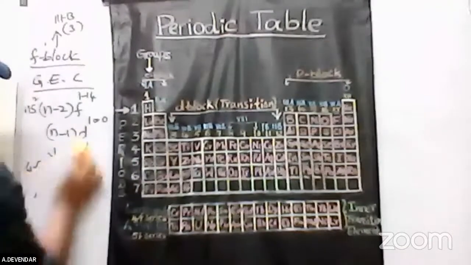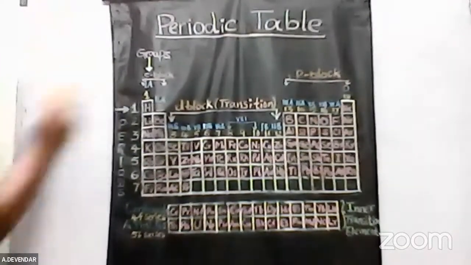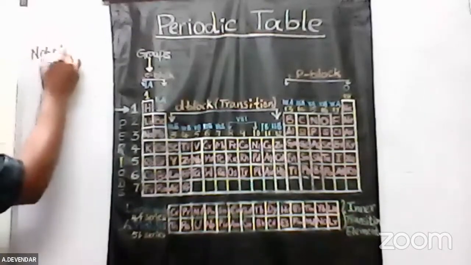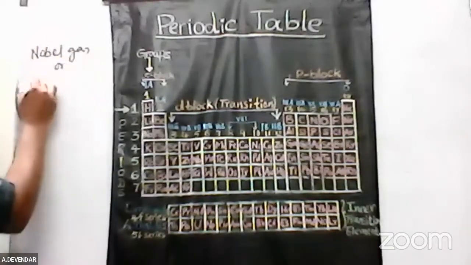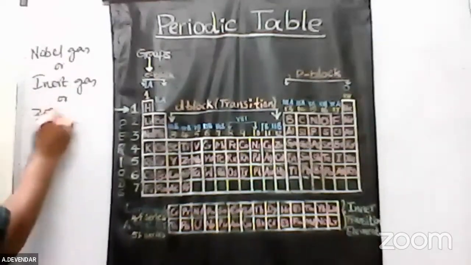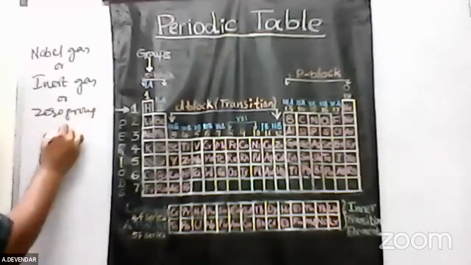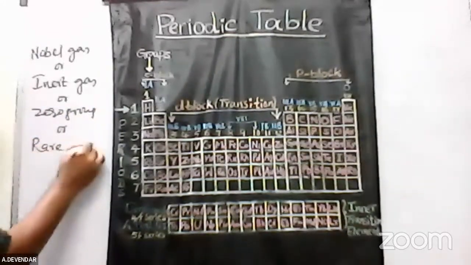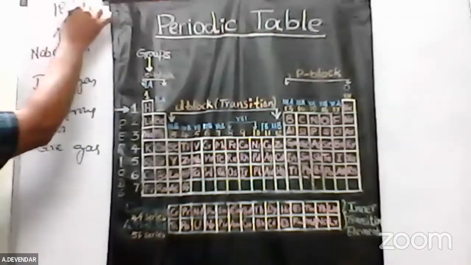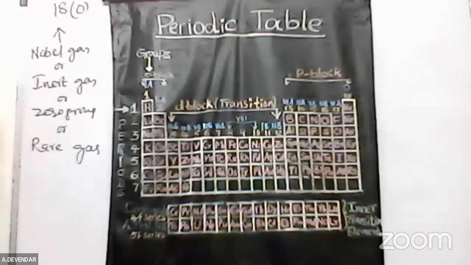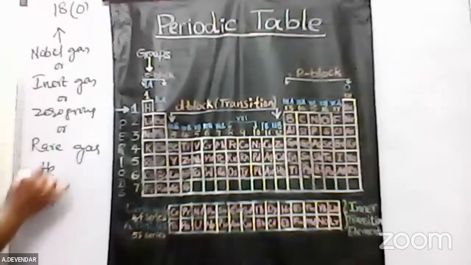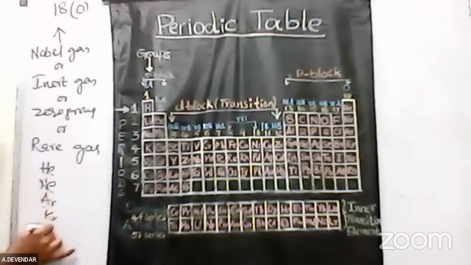The noble gas elements are group 18 or group 0. These are called noble gases, or inert gases, or zero group, or rare gases. These are all names belonging to group 18 or zero group. What are those? Helium, neon, argon, krypton, xenon, and radon.